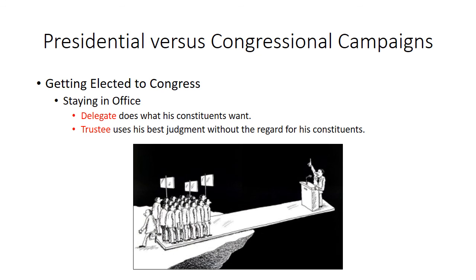Now, to stay in office, remember, we have two major aspects. You have the delegate, who does what his constituents want, versus the trustee, who uses his judgment without regard for his constituents. Remember, a congressman has to act as a delegate more often than a trustee. If he acts as a trustee, he's going to lose people, and therefore he'll lose his vote and the position.